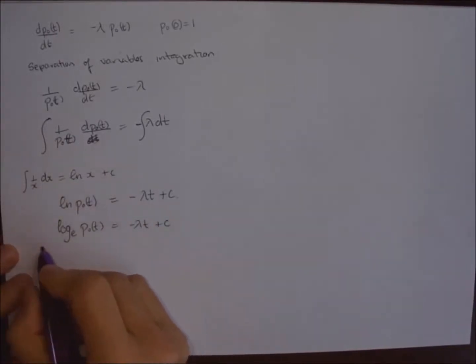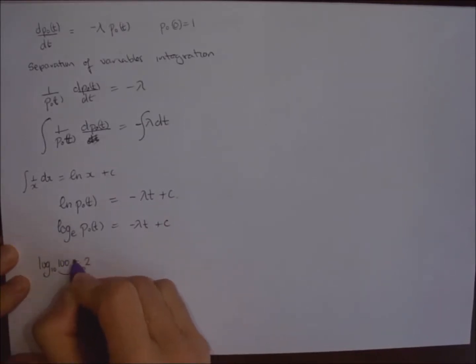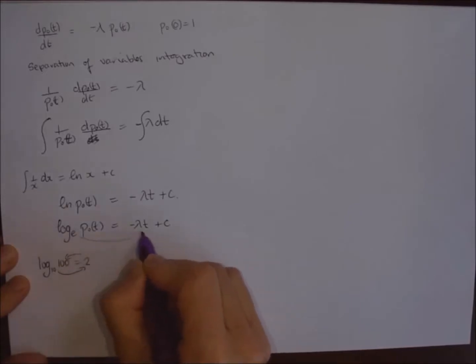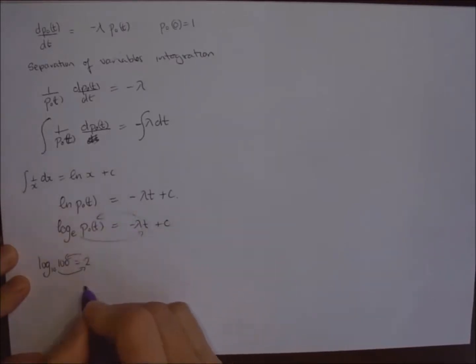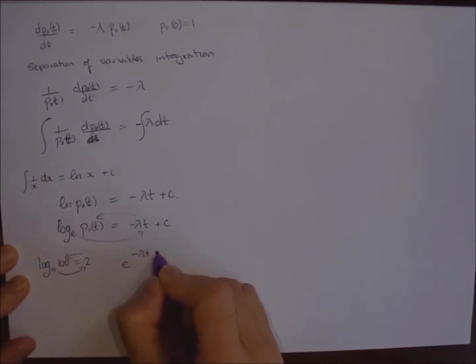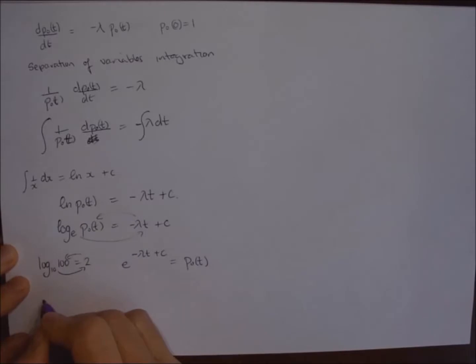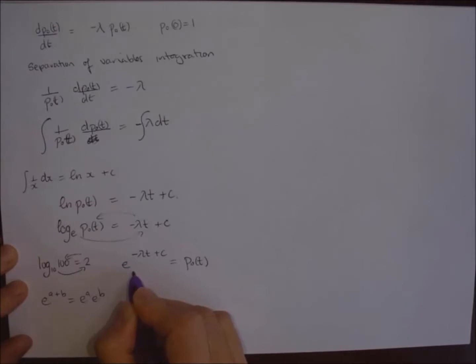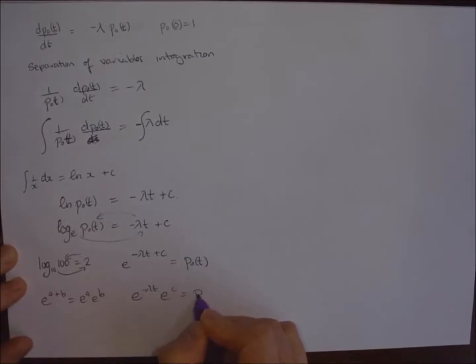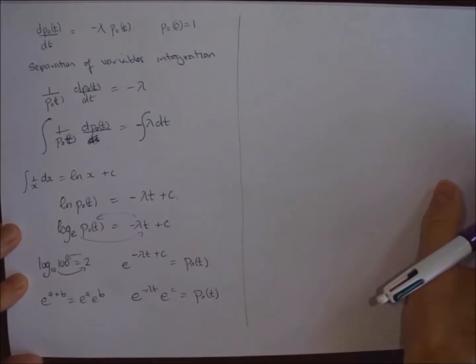The next rule we use is, for example, log to the base 10 of 100 equals 2, say 10 squared equals 100. We're going to use this: e to the power of minus lambda t plus c is equal to p0(t). Then we use that e to the a plus b is the same as e to the a times e to the b, and split this up, and we'll have e to the minus lambda t times e to the c equals p0(t).